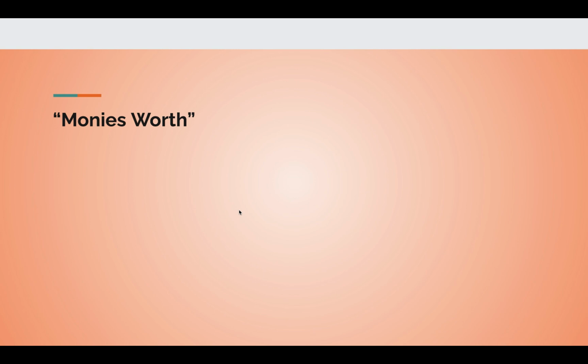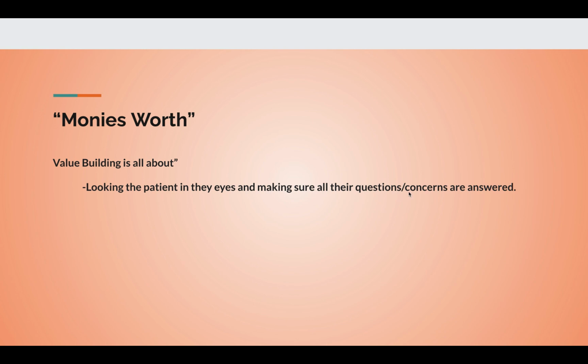So we talked a little bit about quote unquote the money's worth. Patients, especially those that pay out of pocket, sometimes have a problem with the drive-by examination. We need to make sure that we go through this process in some depth and detail to make sure that patients don't feel that the treatment was cheapened in any way. So it's all about value building. So look the patient in the eyes and make sure that all their questions and concerns are answered. It is really the most important thing to do to prevent them from saying, I didn't get my money's worth from that examination with the doctor, when they're at the front desk. It happens. This is a good way to prevent that.